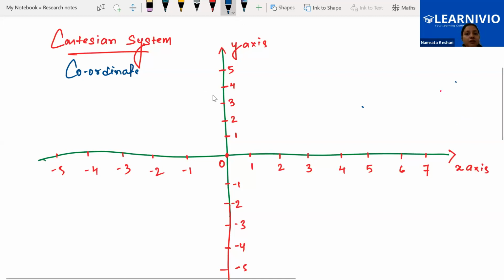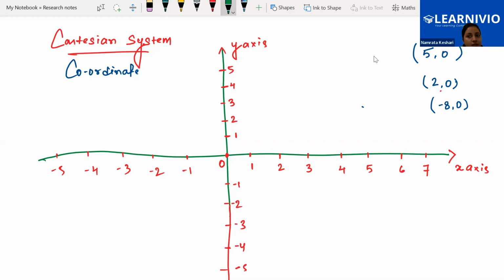Now, whenever we are having a point like 5, 0, or 2, 0, or -8, 0, that means, as we already discussed, the first number is the number which we have to locate on the x-axis, and the other one is the number which we need to locate on the y-axis. So if we are having 5, 0, we need to search 5 on the x-axis.